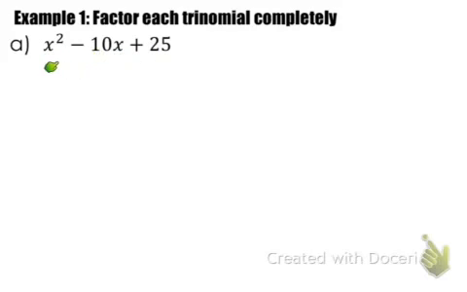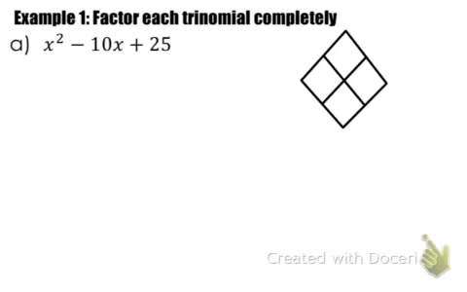Since the greatest common factor is 1, we're going to make a diamond to help with our organization. Now in the bottom part of the diamond is going to be your a term, which is 1, times your c term, which is 25. Now the top of the diamond is going to be your b term, negative 10.